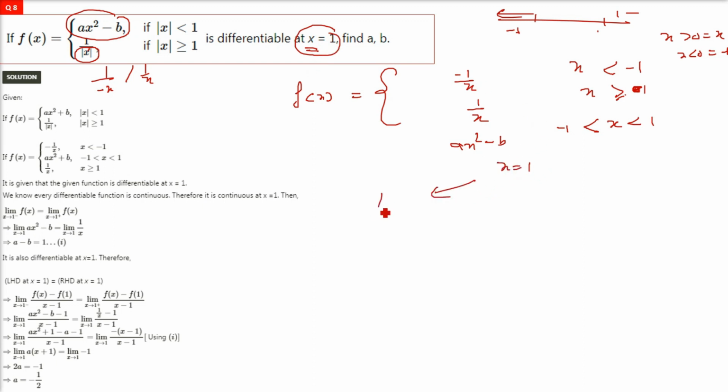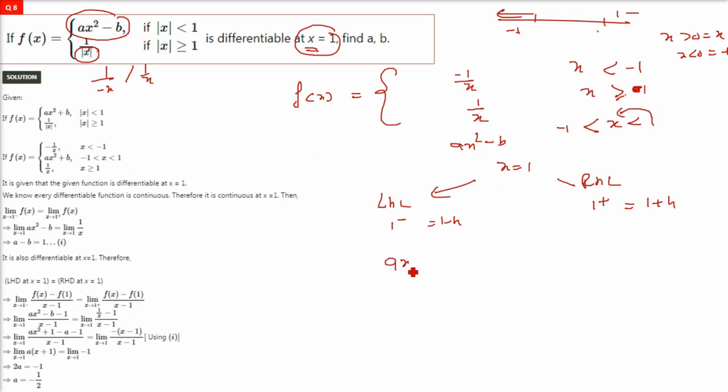So at x equals 1, we will find out the left hand limit and right hand limit, and we will equate them. That is, you have to write 1 minus h, 1 plus h, of course. But we don't need it because the functions are already separated. We have separated them in different intervals. We have removed the mod x now. So we know at each interval what will be the value.